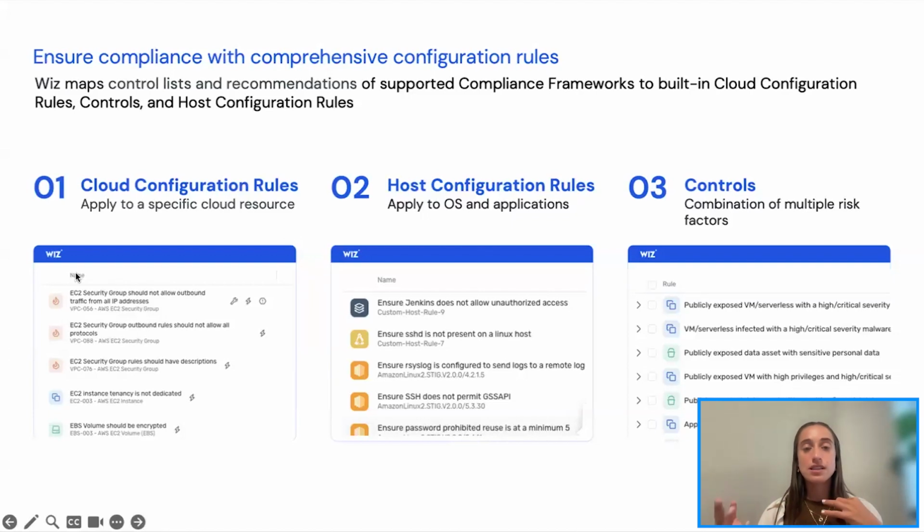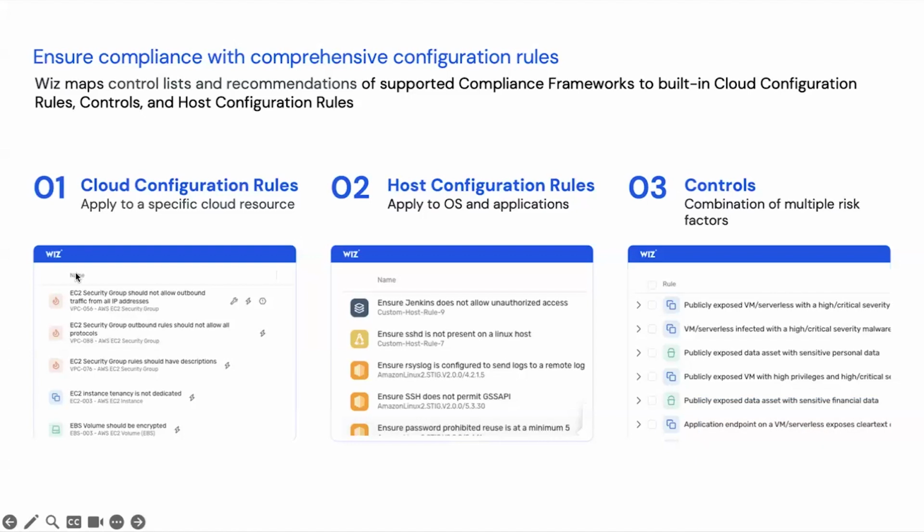And last but not least, we have our controls, which are unique to the way that we look at risk, because as I showed you in the CNAPP diagram, we bring in all these different types of risks into a single platform. And what that allows Wiz to do is correlate risk across, let's say, CSPM, vulnerabilities, data security, identity management. It allows us to correlate all these risks in order to understand what we call attack paths in the environment. And those are essentially controls that we check against your environment.